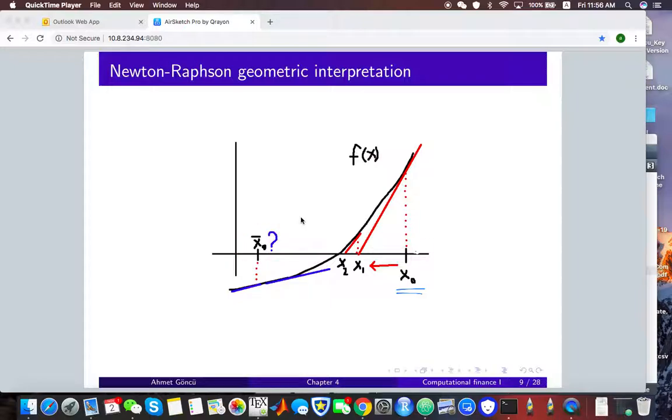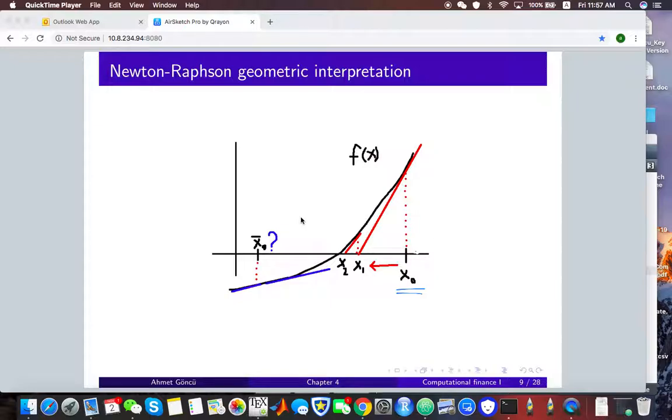Or alternatively, you might be starting on the other side of the real root. If this is your x0 that you start the algorithm with, then you will go to this f of x value, and then the tangent line will take you again to the right-hand side, and you will repeat this with a few more tangent lines. You can see that we are really getting close to the real root of this function in just a few iterations.